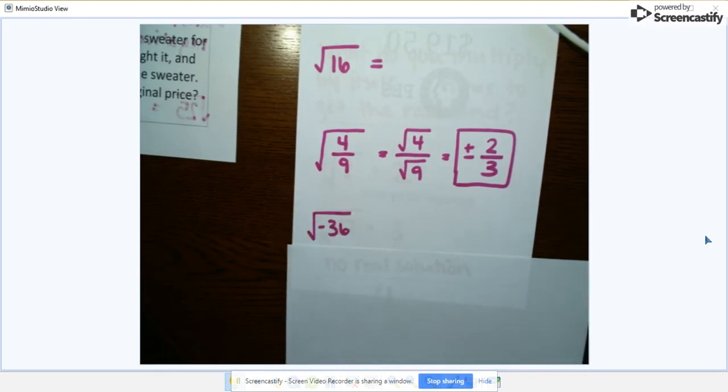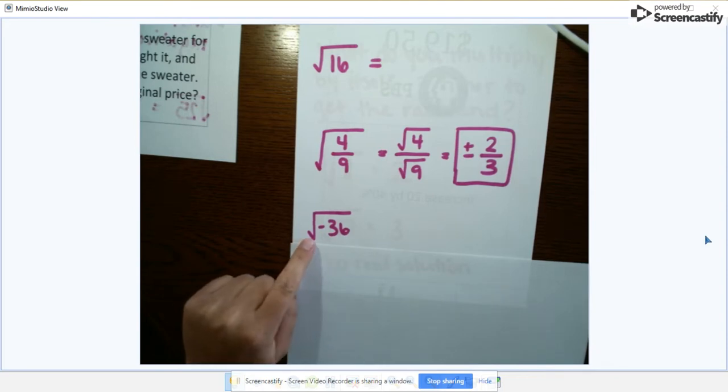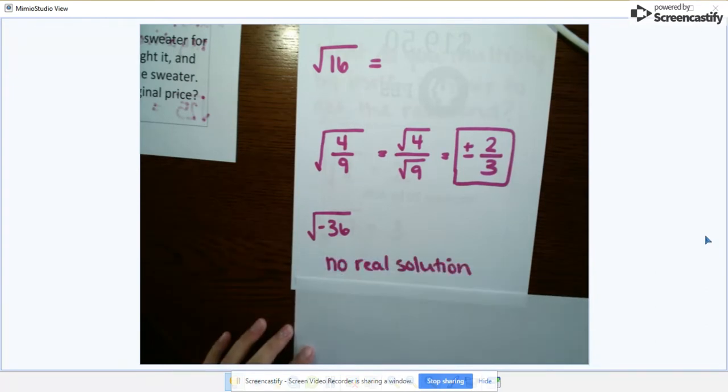Here's an example, square root of negative 36. So we said our answers could have both positive and negative solutions, but here we have a square root that's negative. So we have to ask ourselves, what number can I multiply times itself to give me a negative 36? Well, positive times positive is positive, and negative times negative is also positive. Therefore, in order to get a negative number, I would have to multiply a positive and a negative. And therefore, we don't satisfy the definition of a square root because we're not multiplying the same number times itself. Therefore, anytime you have a square root with a negative radicand, so the inside is negative, we have no real solution.